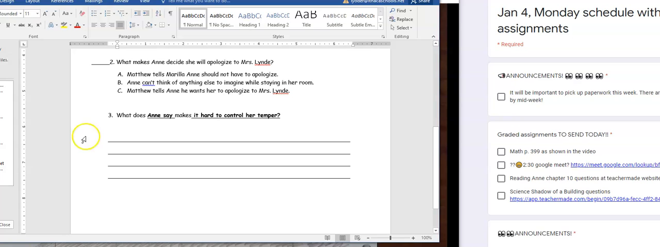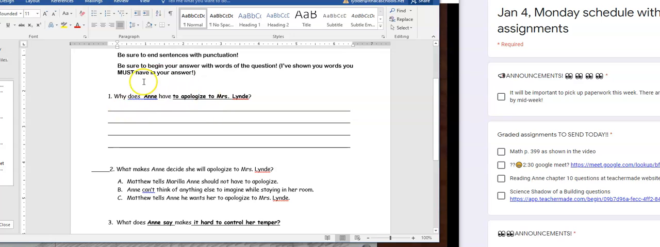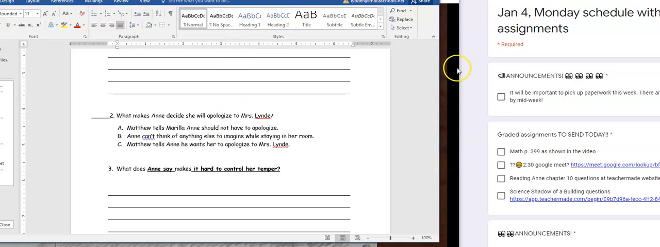Finally, number 3, what does Anne say makes it hard to control her temper? Remember, you have to start your answer with the words that are bold and underlined. It wouldn't sound right, though, to say, Anne say it hard to control her temper. So you need to change the words around a bit. Anne says it is hard to control her temper when, and then your answer. But you must use the underlined words. You can change them a little bit so that they make sense. Perhaps you will need to do that for number 1 as well, but I'm not going to give you that word for word. You should be able to figure out how to make that work.